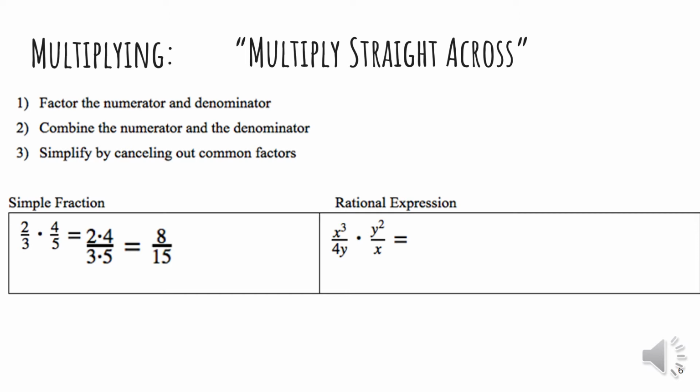X cubed times y squared, all over 4y times x. The only thing that we need to add here is that we can simplify this fraction by using our exponent rules to eliminate an x from both the numerator and the denominator, as well as a y from both the numerator and denominator, leaving us with an answer of x squared y all over 4.